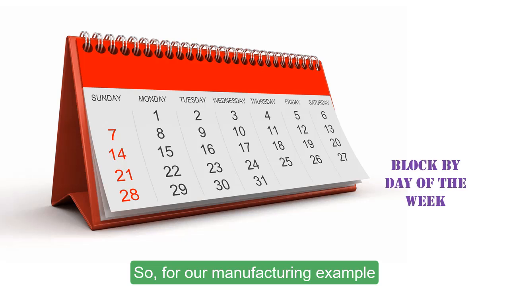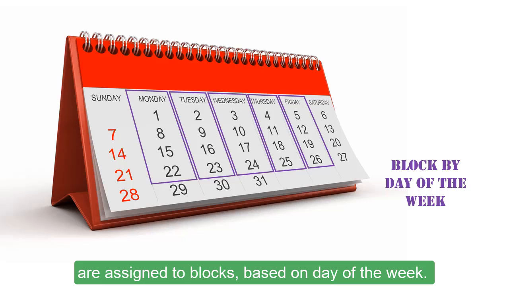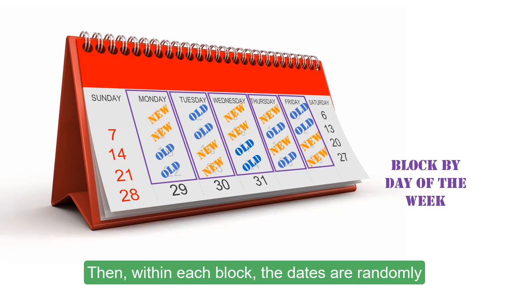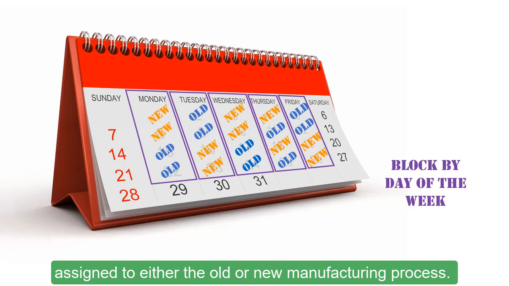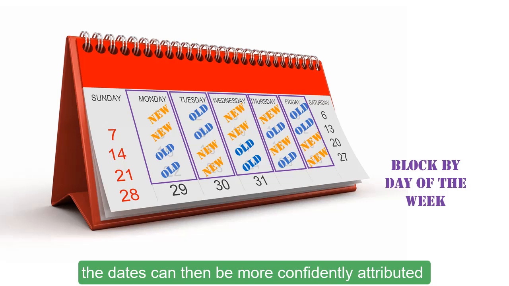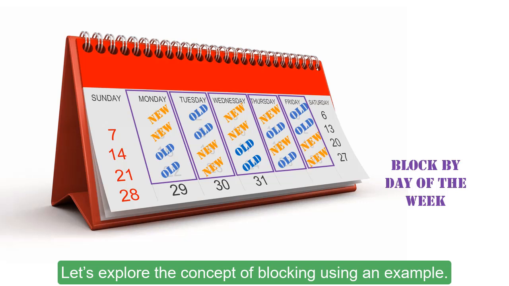So, for our manufacturing example, we might block by day of the week. The dates over which the trial is to be run are assigned to blocks based on day of the week. Then, within each block, the dates are randomly assigned to either the old or new manufacturing process. Any resulting production increase or decrease between the dates can then be more confidently attributed to the manufacturing process used. Let's explore the concept of blocking using an example.